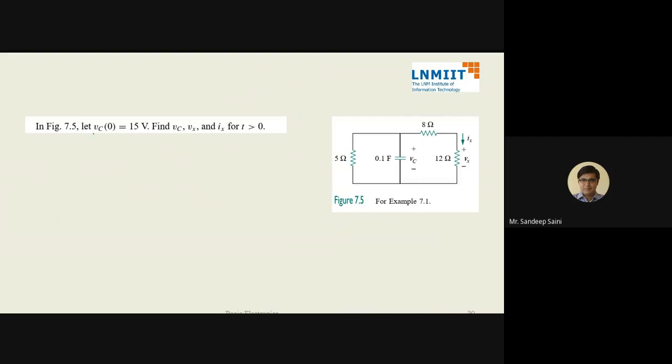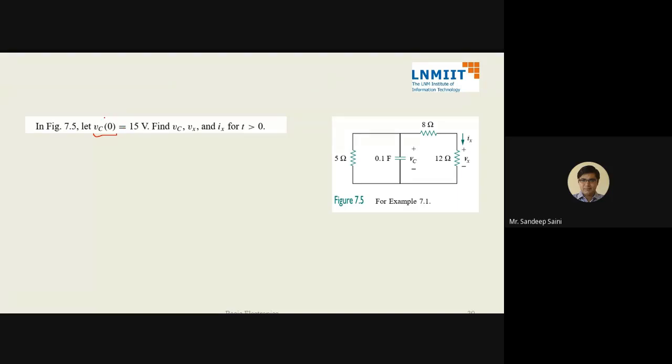We are asking, yes, we can short circuit the capacitor initially. Okay, now we are saying, please mute your mic.